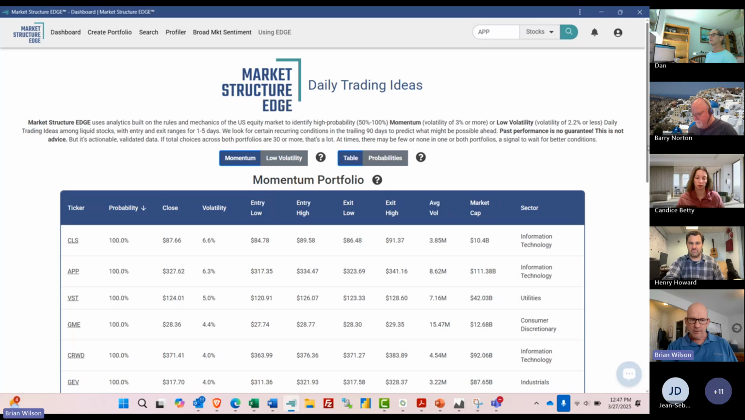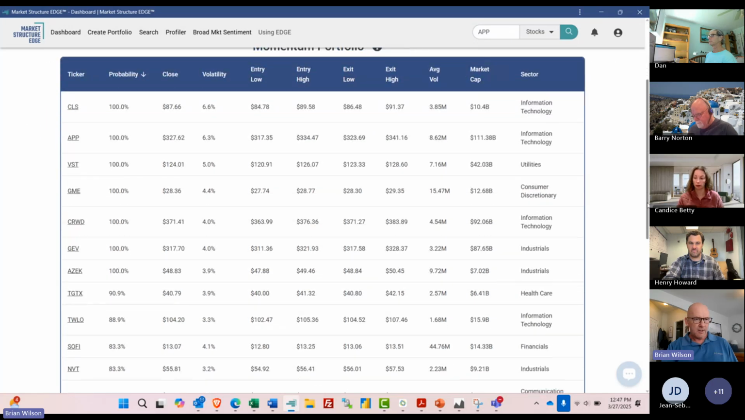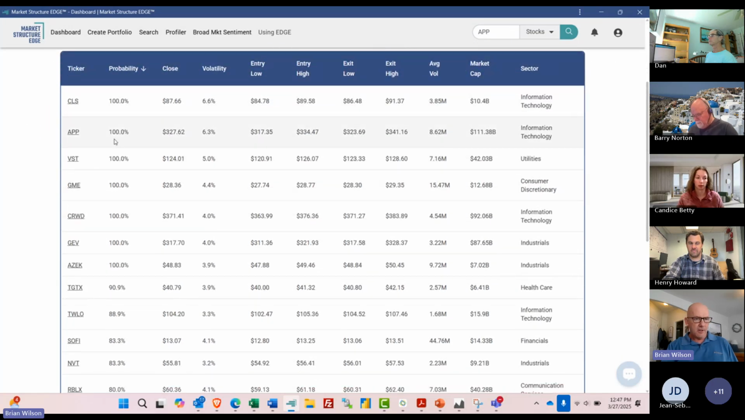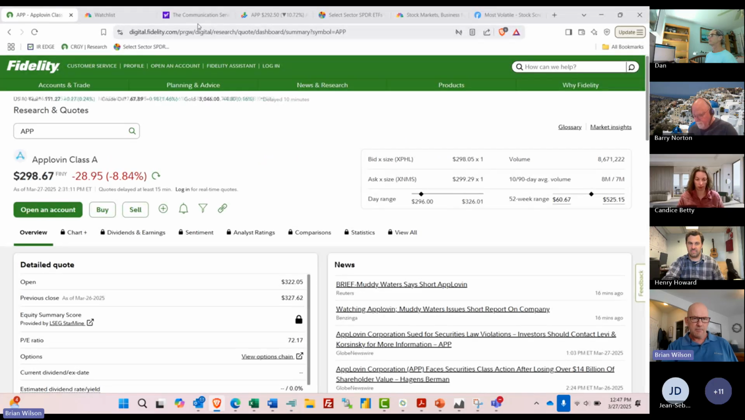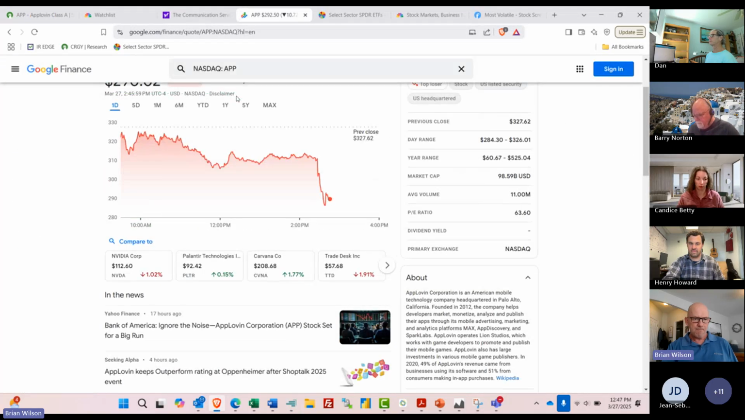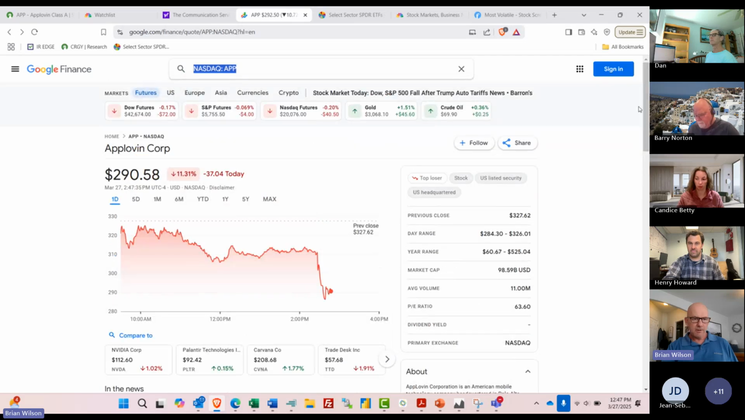And I usually will just sort that so I get my top names. And you can see that's 100% probability right now. The low end of your range, 317 going up to about 334. If we look at pricing for it today, coming under some pressure, right? All the way down to 290, 11% declines.